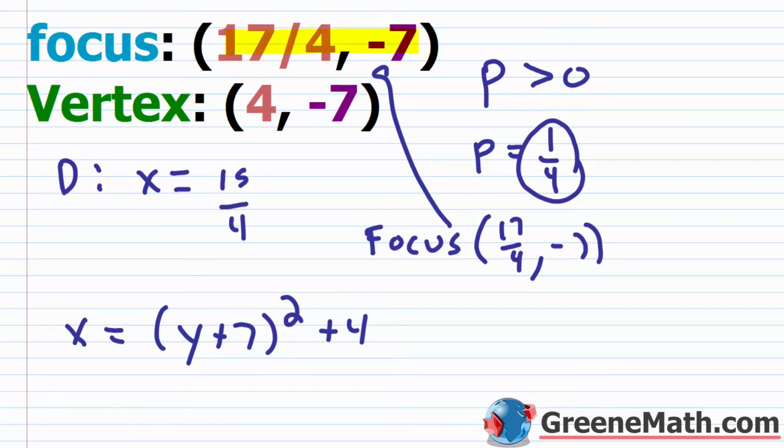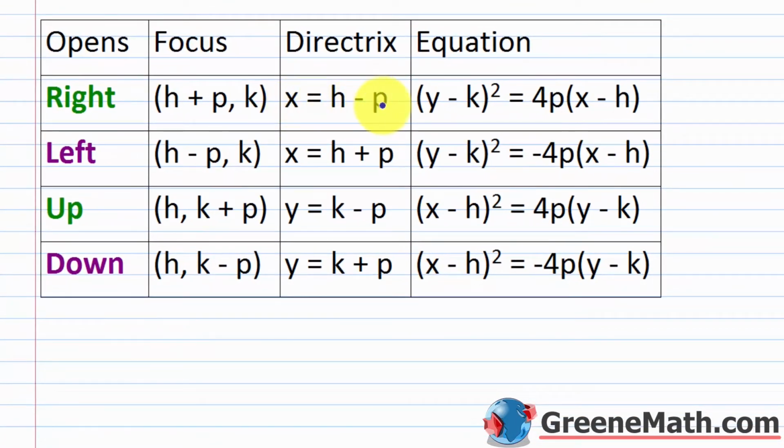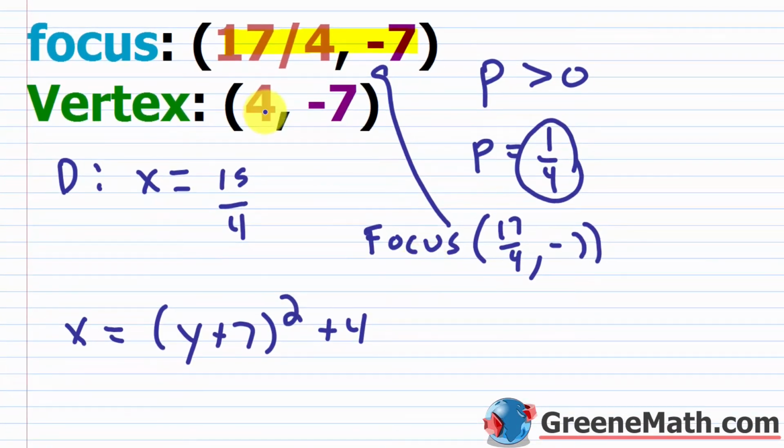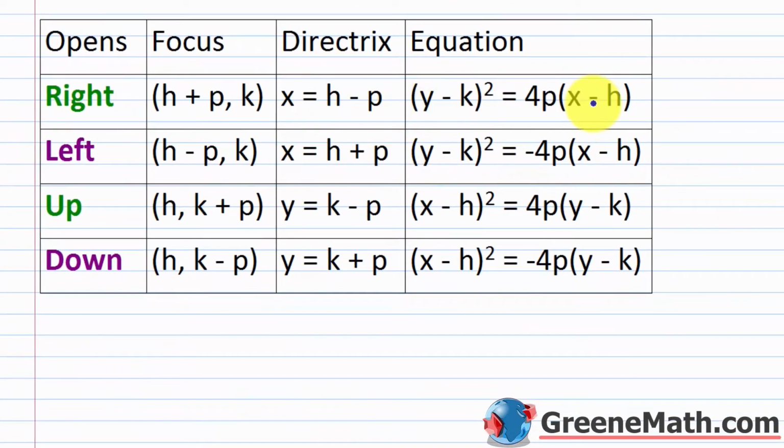So let me highlight that. But basically, you see what your focus is. It matches exactly that formula. Now, your directrix is x equals h minus p. So we saw that. h in this case was 4, and we subtracted away 1/4, and we got 15/4. Okay, so that's that. Your equation, we already know this.